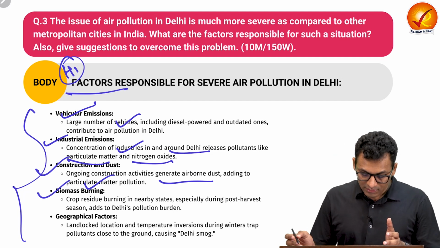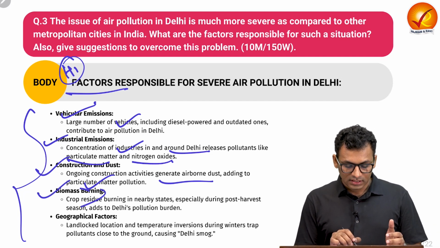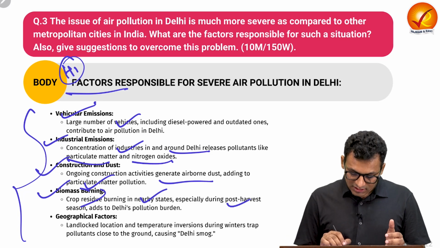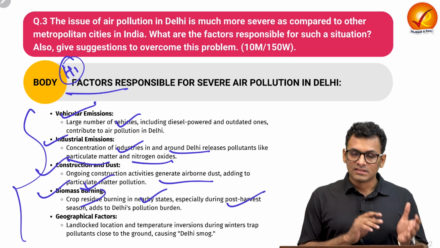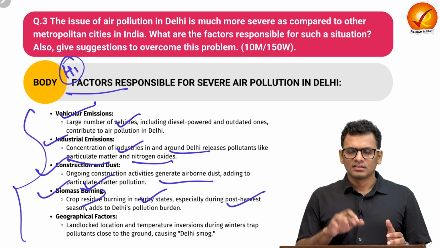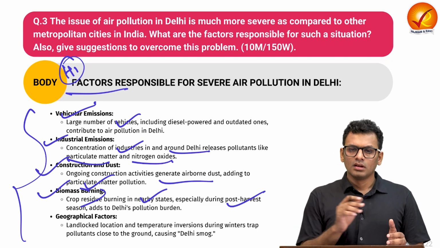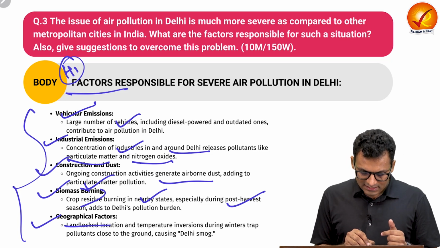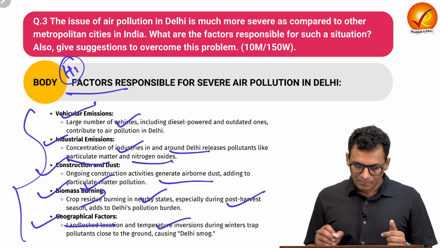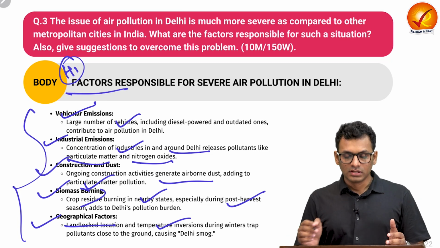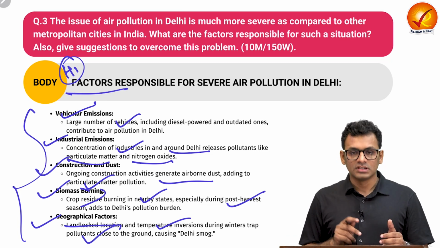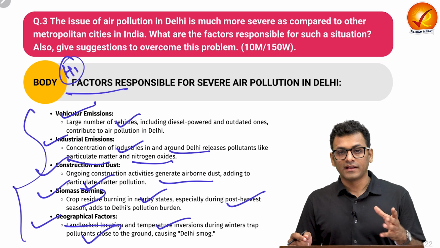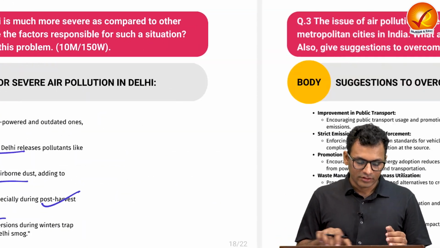Next, we have biomass burning. We have crop residue burning in the nearby states, especially during the post-harvest season, which again coincides with the peak air quality index in Delhi. And lastly, we have geographical factors, as Delhi is a landlocked location, and temperature inversion during winter traps pollutants, adding to the pollution issue of Delhi. So these are the kind of factors you can incorporate for heading 1 of the body.